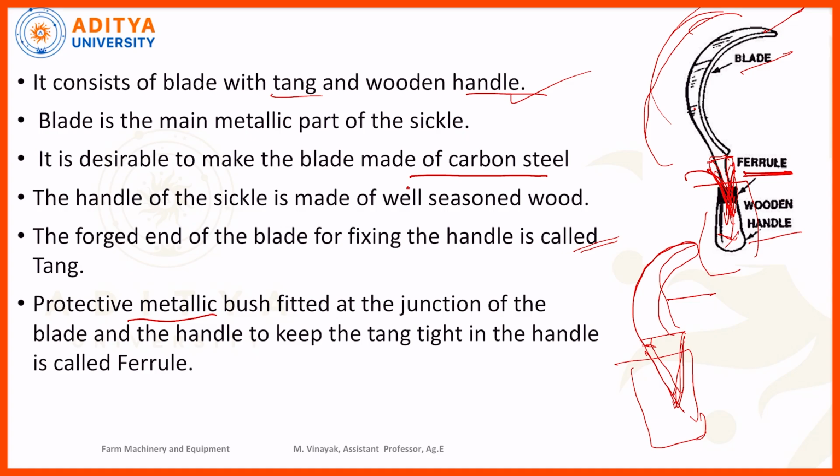A protective metallic bush is fitted at the junction of the blade, and that part is called a ferrule. It is an intermediate part between the blade and the wooden handle, that is called a ferrule. Let us move on to the next slide.